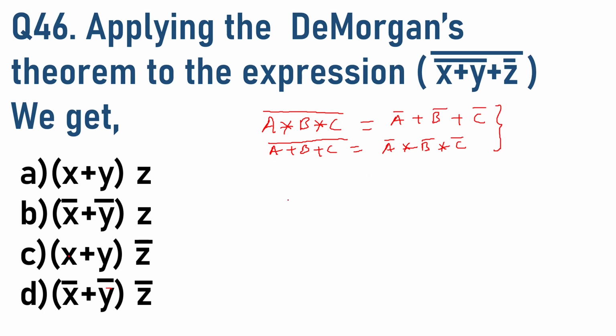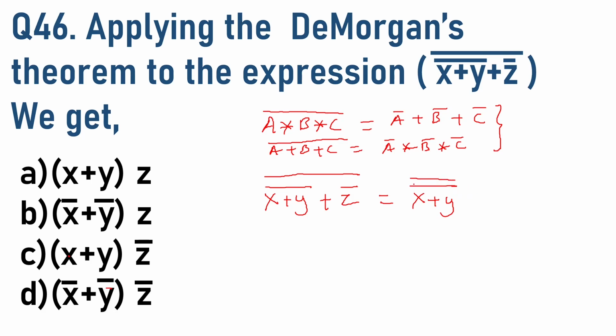So the above equation is given as the sum. You can have the sum of x plus y, this is one term, plus z bar, this is another term, the whole bar. Now this is the sum of two terms, and if you open this up according to De Morgan's theorem, what will come is x plus y bar and one more bar.